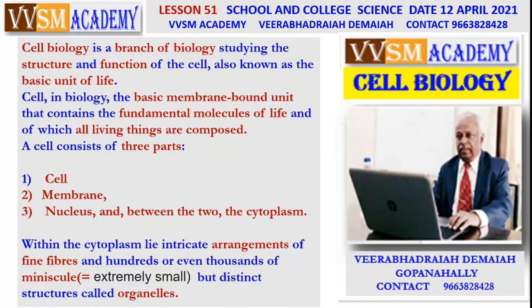A cell consists of three parts: number one, cell membrane; number two, cytoplasm; and number three, nucleus. Within the cytoplasm lie intricate arrangements of fine fibers and hundreds or even thousands of minuscule, but distinct structures called organelles. What is meant by minuscule? Minuscule means extremely small, my dear friends.